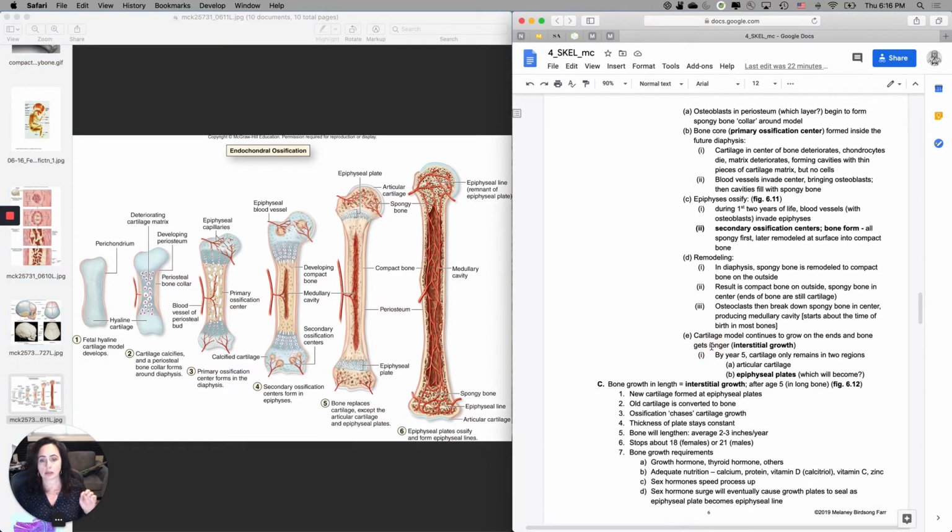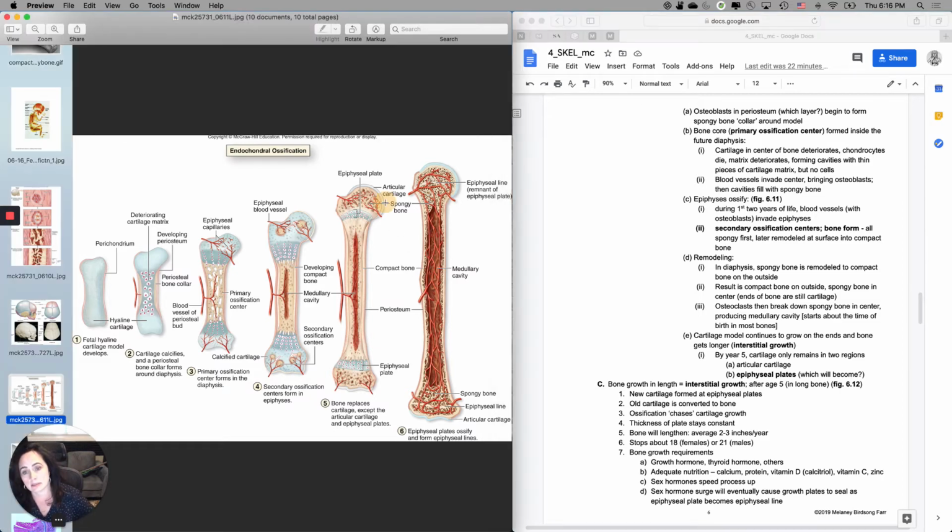So the cartilage model, this here, now really the only places that I have cartilage left behind is the articular cartilage at the ends, 1, 2, at the proximal and distal epiphyses. And then I've still got a plate of cartilage left behind because I ossified the diaphysis and I ossified the epiphyses, but they hadn't met yet. So I've now got 2 little cartilage plates, one on each end, the proximal and distal. Those are called epiphyseal plates.